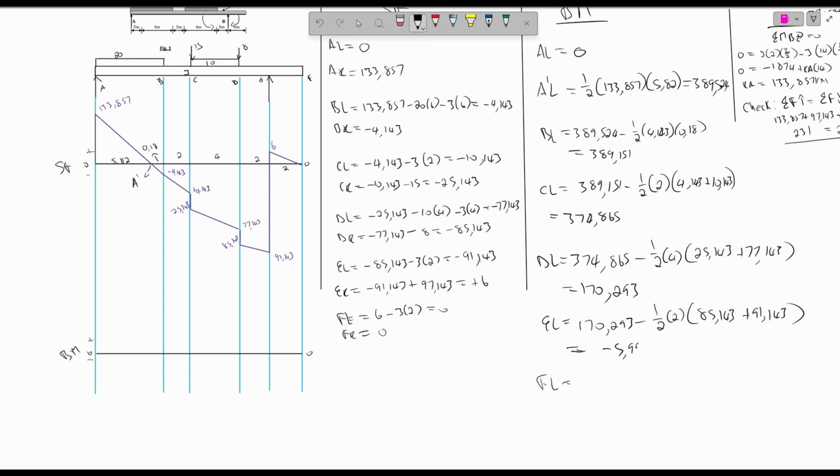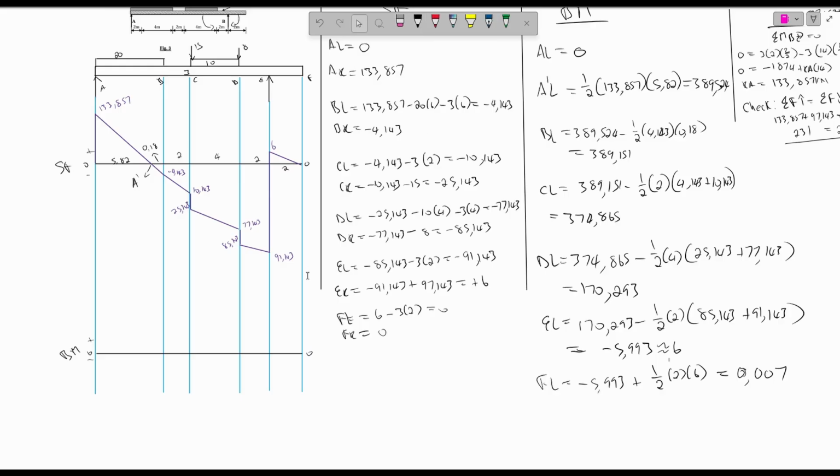Minus 5.993. Then F left we have minus 5.993 plus 1 over 2 times 2 times 6. This should give you 0, but ours is not really at 0. 0.007. You can round off this one to a 6. Then yeah, that's how you do your shear force and bending moment calculations.